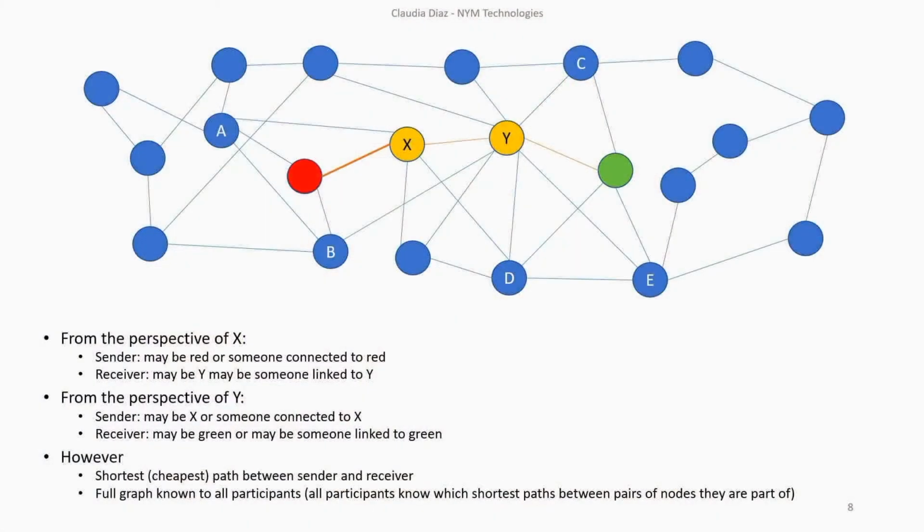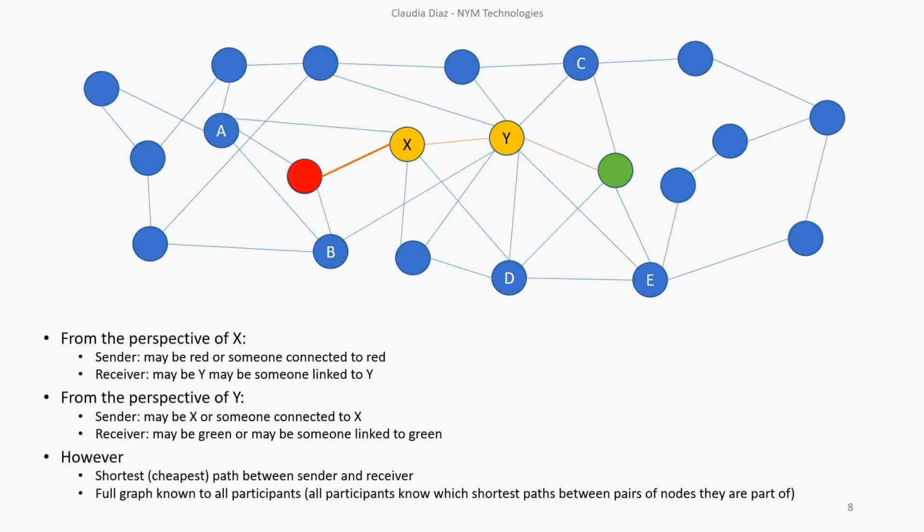I chose a bit of a degenerate case for my example just to make the point. For example, from the perspective of X, if we are assuming that all the fees and all the costs are the same and we are optimizing for cost, you would see that who's connected to red is A and B, but A is connected to X as well. So if A was making a payment through this path, it would not go through red. It would just connect directly to X.